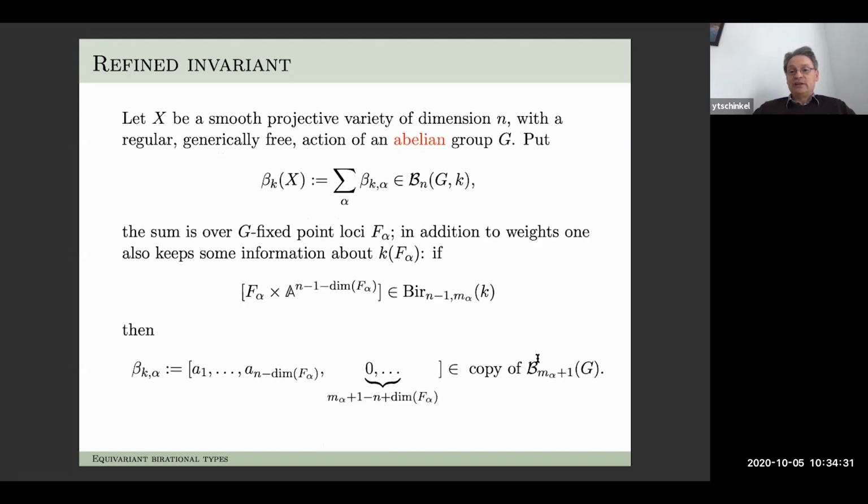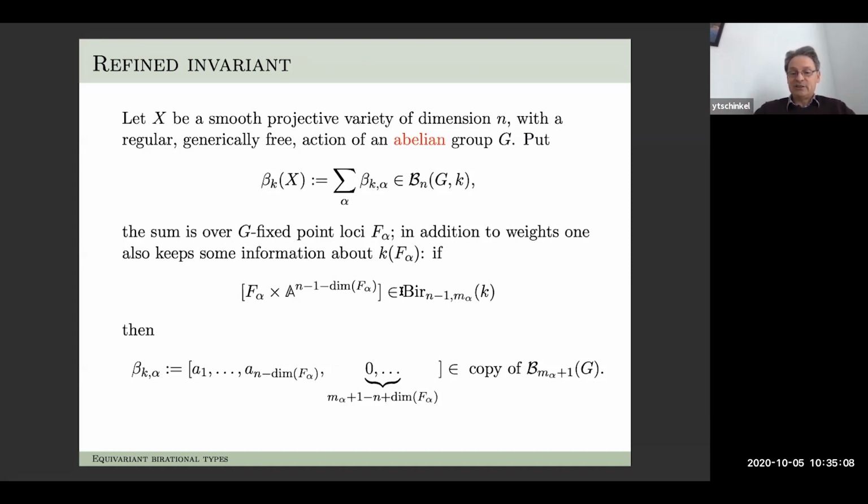This is how it works in geometry. So let's look again at the stratification by the fixed point loci. The invariant is going to be a sum of contributions from each of those. And at each of those, we record the information about the function field of the fixed point locus. Namely, if F alpha, bumped up to dimension N minus 1, where N is the dimension of the variety, so up to kind of divisors.